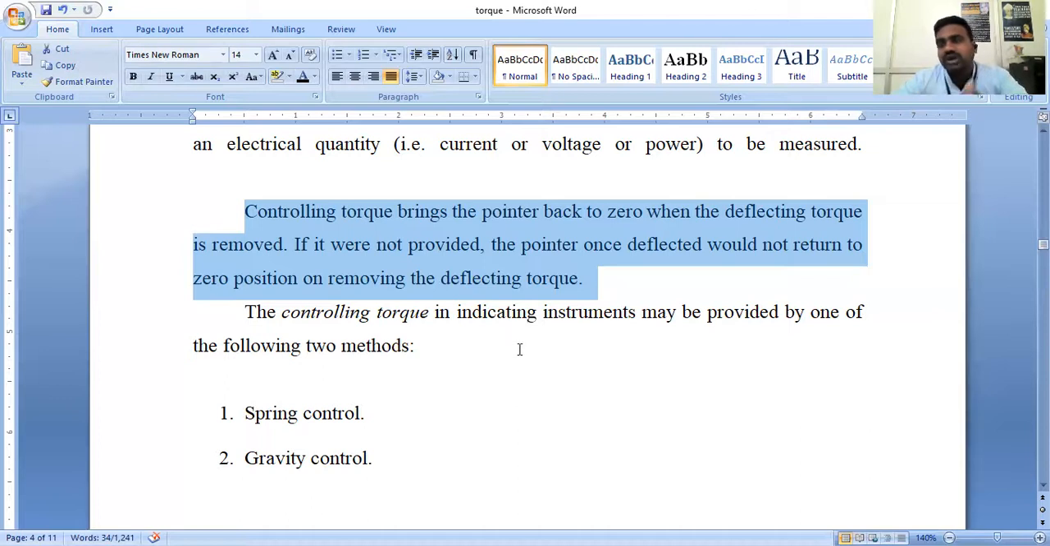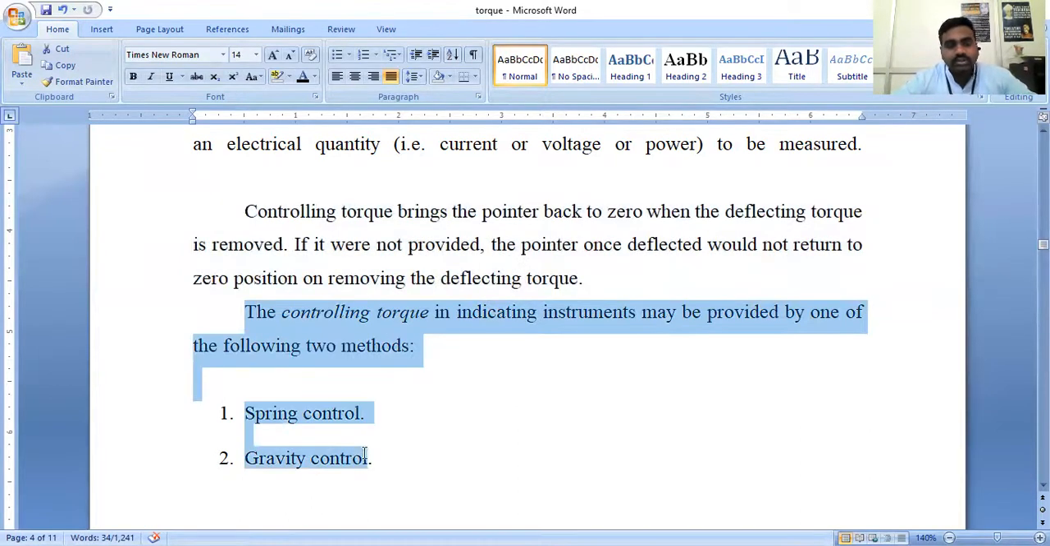So how is this controlling torque produced? We can produce the controlling torque with two types of mechanisms. First one is spring control and second one is gravity control. So we discussed the necessity of controlling torque and the process involved in it, and next we are discussing the two types of controlling torque techniques, spring control and gravity control. How are these two involved in the process of instrumentation?